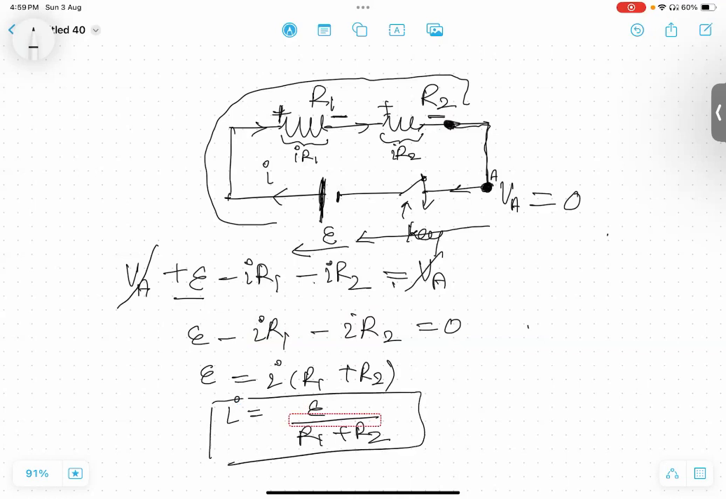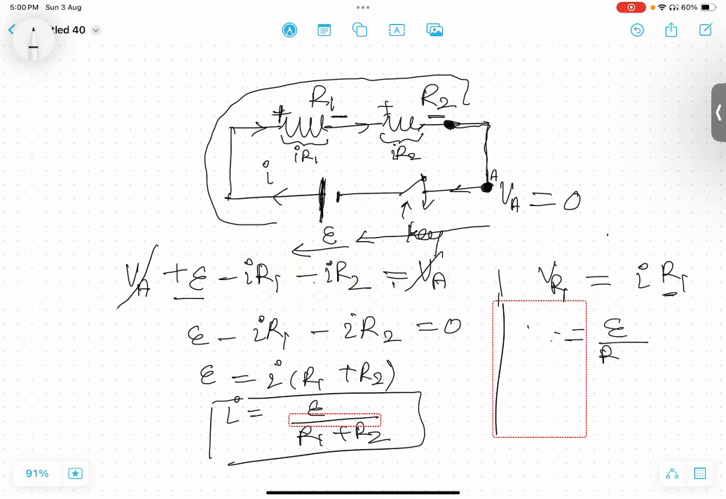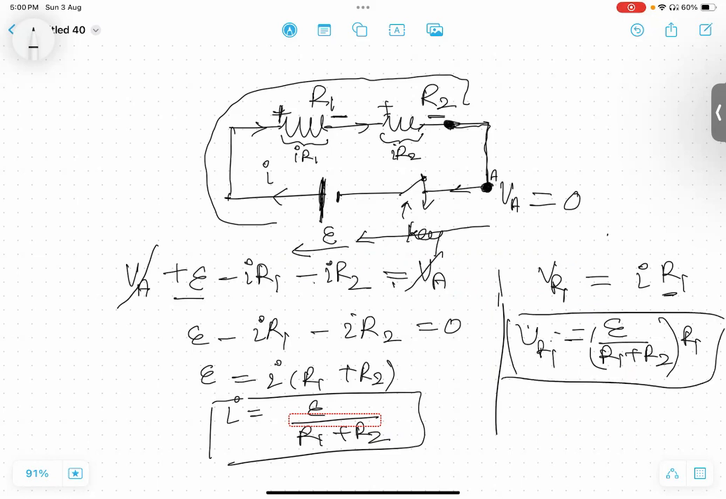Now the question might not be that simple in the exams. They might ask what is the potential drop across resistance R1. So the potential drop across resistance R1 is IR1, but you can only tell when you know the value of current. We know resistor R1, but we don't know the value of current I. So if I write the value of current I here, it will be E by R1 plus R2, which I have just calculated, times R1. That is V R1.